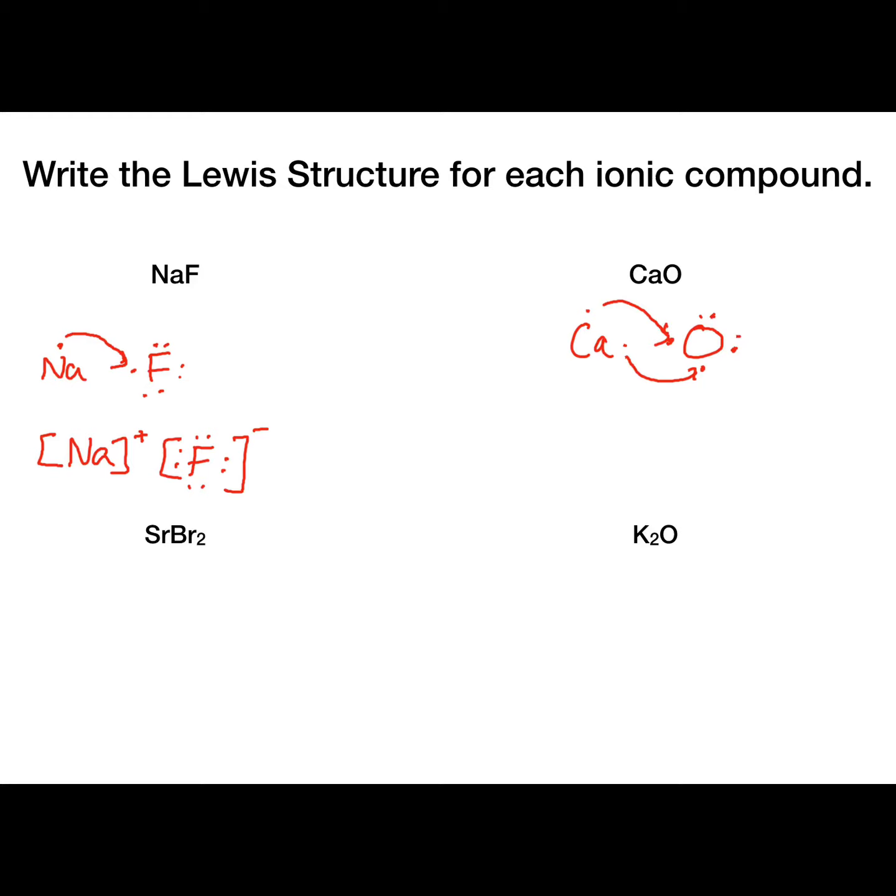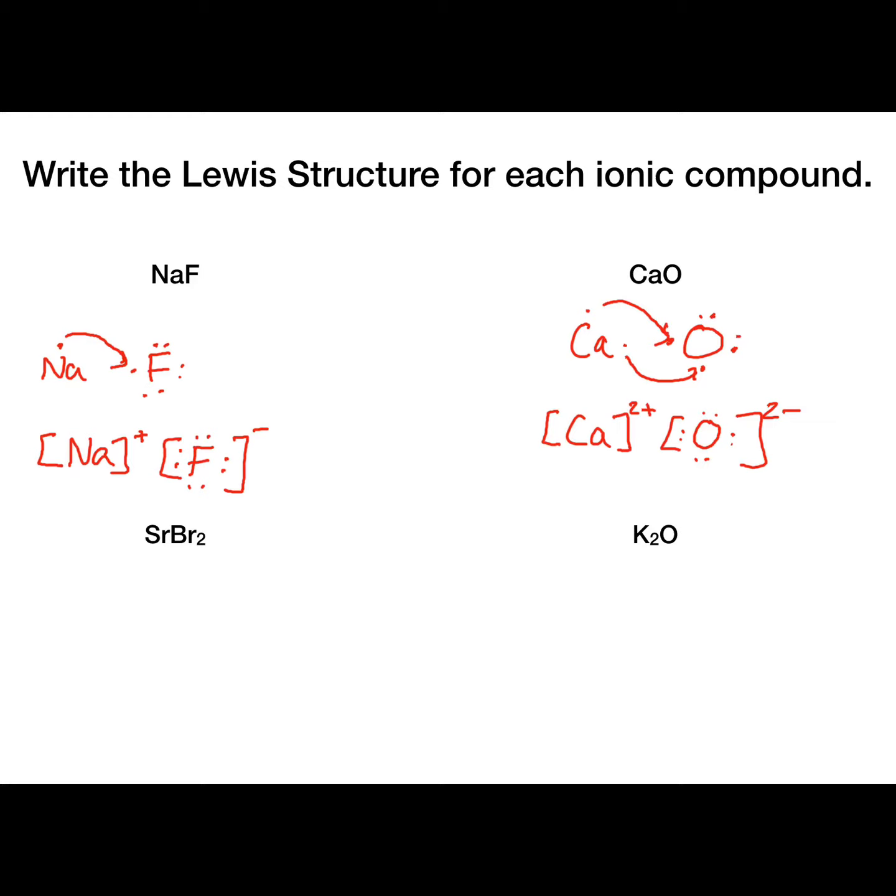So our final Lewis structure is going to look like this. So we have the bracket around calcium with a 2+ charge, and then we have a bracket around our oxygen with the valence electrons with a 2- charge.